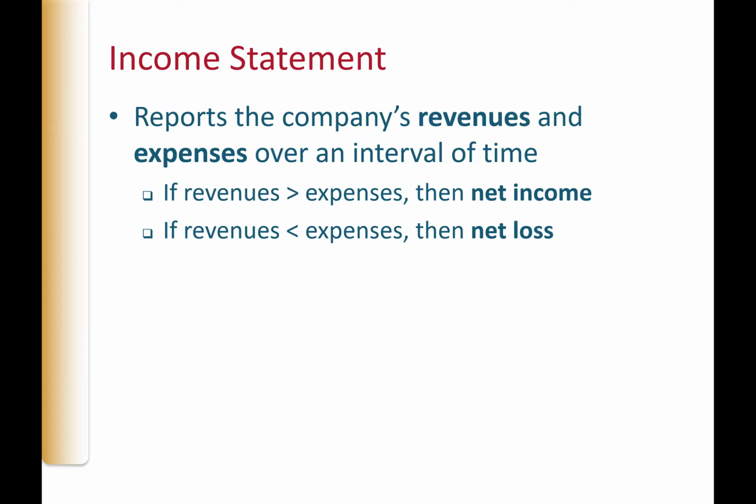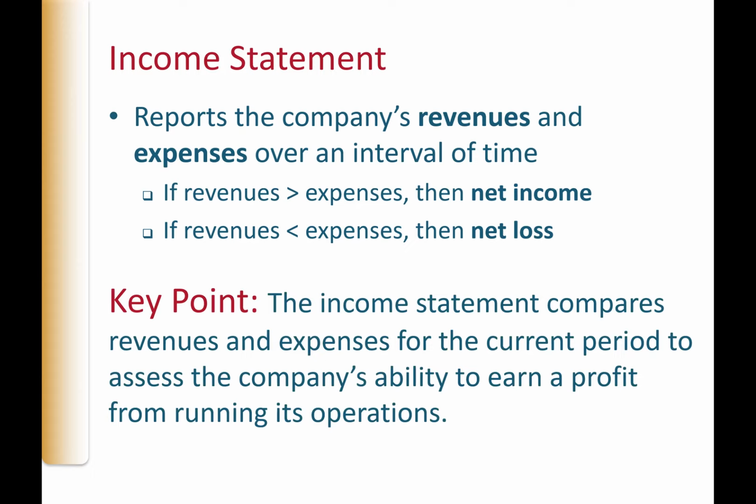The income statement that we looked at just earlier reports the company's revenues and expenses over a certain period of time. Now, you want revenues to be greater than expenses because then you have net income. That's a good thing. Sometimes when companies start, their revenues are going to be less than their expenses. But a company can't stay in business for a long time when their revenues are less than their expenses. An income statement compares revenues and expenses for the current period. And we're either going to have a net income where our revenues are greater than our expenses, or a net loss when our expenses are greater than our revenues.